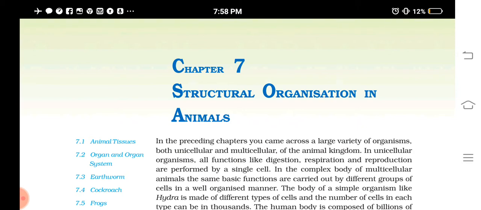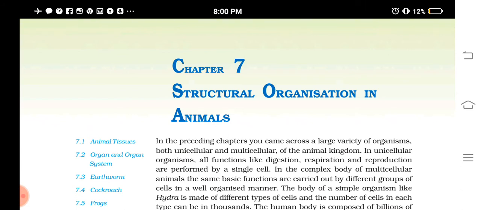Then unit 2, structural organization in animals and plants. In that, chapter 5 was morphology of flowering plants. In that, you have to study the portions that I have taught you. You need not study the stem modification, root modification, leaf modifications, etc. You have to start from inflorescence, then flower, and then you have to study 2 families. Then chapter 6 is deleted for this year from your syllabus.